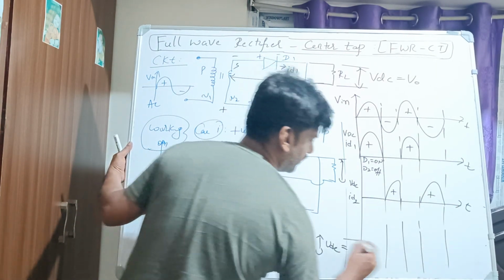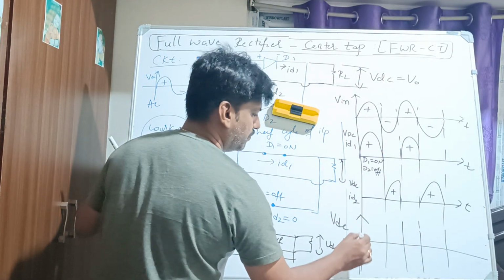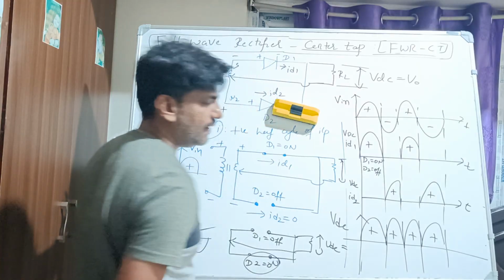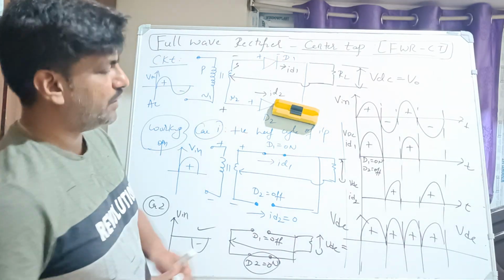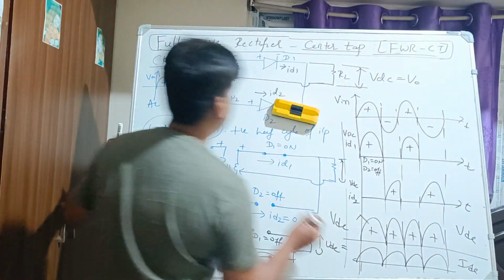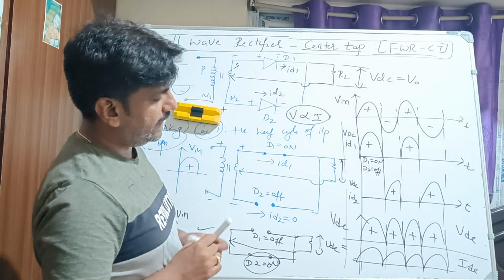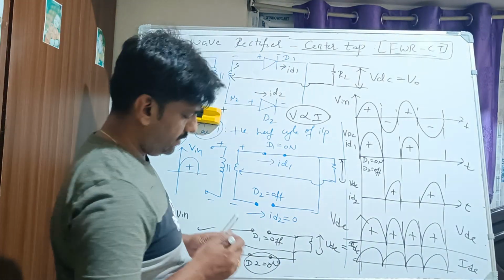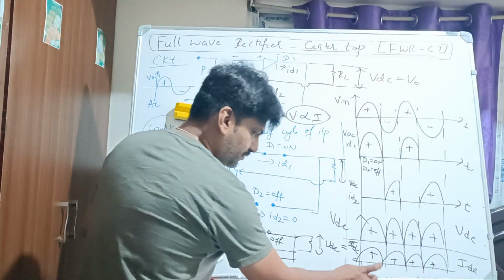Then together for both cycles I should write VDC for both the cycles. So combine these two and write, right? So this is VDC for the full wave rectifier. Suppose I want to write IDC. IDC is also the same. Why is IDC the same? Because we know that V is directly proportional to I, Ohm's law. That's why IDC is the same, right? So you can write this as VDC, this as IDC, right?